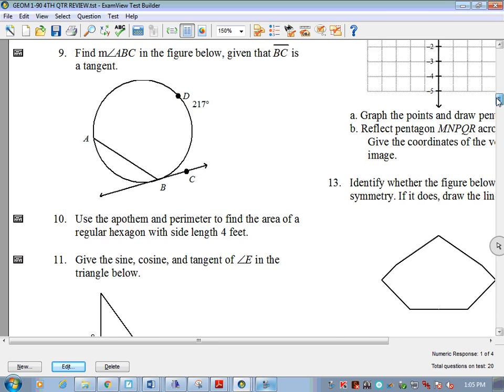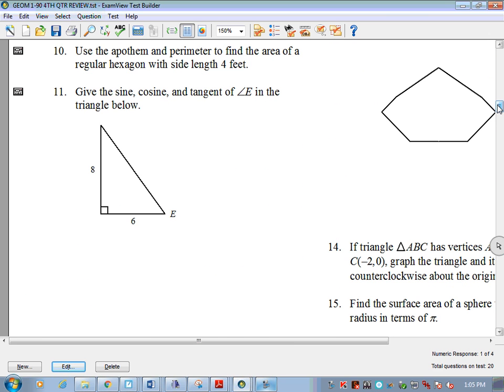Okay? Number 10. Use the apothem and perimeter to find the area of a regular hexagon with side length 4 feet. What do we need to do to begin with? Draw a hexagon. Okay. How many sides does a hexagon have? 6. Okay, so that works, right? All right, I've drawn a hexagon.